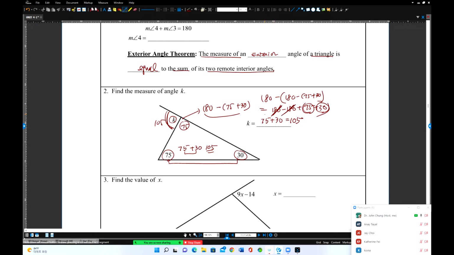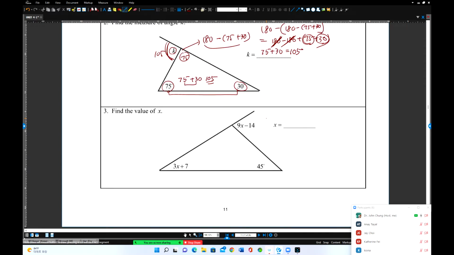Okay. Number 3. This is an exterior angle, extending one line. These two are remote interior angles. How can you find the value of x? This exterior angle equals the sum of these two angles. So 9x minus 14 must equal what? The sum of these two angles, 3x plus 7 and 45. One more time, 9x minus 14 equals 3x plus 52, combining like terms.